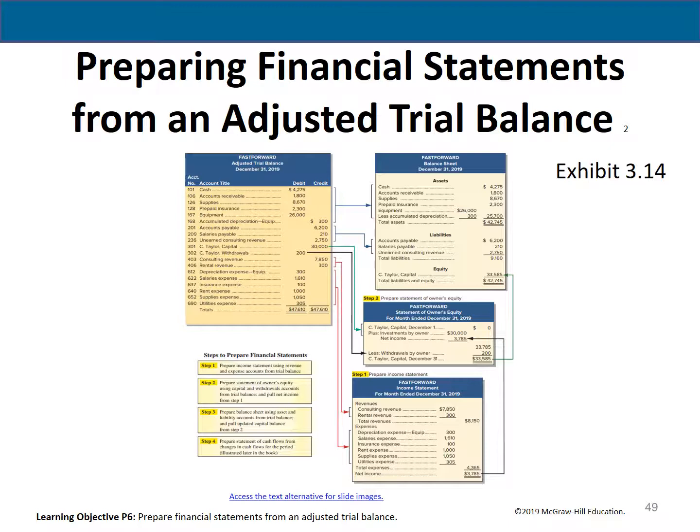Then our statement of owner's equity. Still do it the same way. In this case, the company started at the beginning of December. They had owner investments of $30,000, net income of $3,785, withdrawals of $200, leaving them with a capital balance of $33,585.